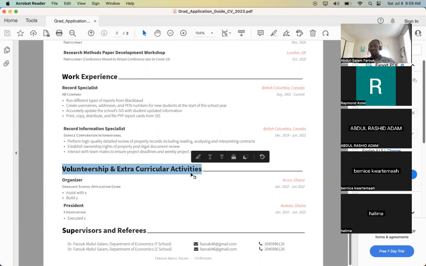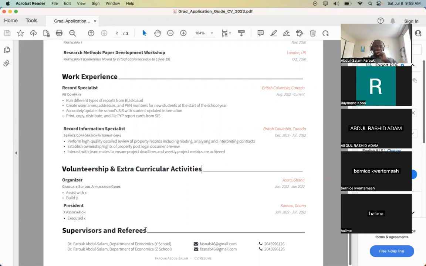And here in the West, they really take such things very seriously. They look at your activities outside of school. How do you help people? Especially when you're looking for a job, they're always looking for the volunteering experience.